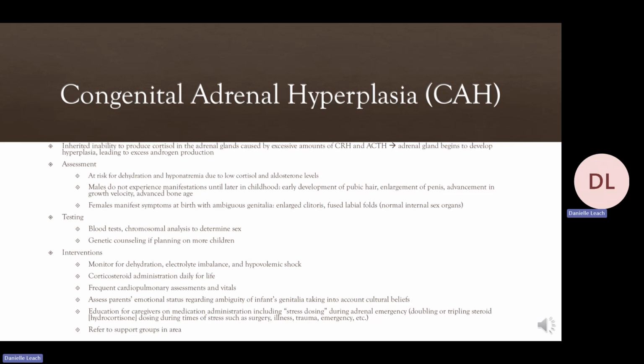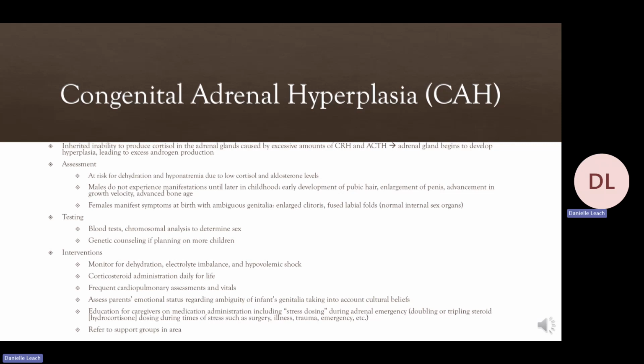To test for this, we can do blood tests of the different hormones, and we need to do chromosomal analysis to determine the sex of the baby if they do have ambiguous genitalia. We may need to refer the parents to genetic counseling if they do plan on having more children, since this is inherited. Intervention wise, again, we want to monitor for dehydration and electrolyte imbalance and any hypovolemic shock.